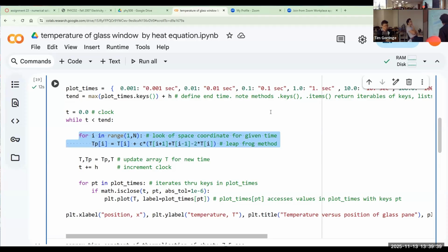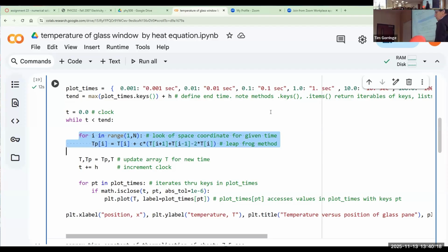So each time we go through this for loop, we kind of leapfrog. We've updated the temperature profile for the new moment in time. So this is the leapfrog. After we've done that, I've got this little line here where I'm going to replace the current temperature with the new temperature that I just calculated. So that's the key bit here. I just make that replacement and I increment time.